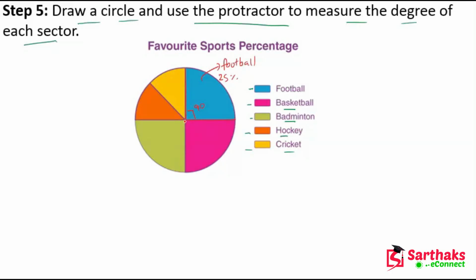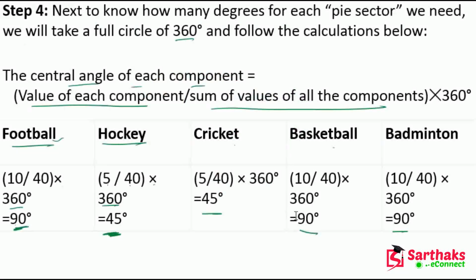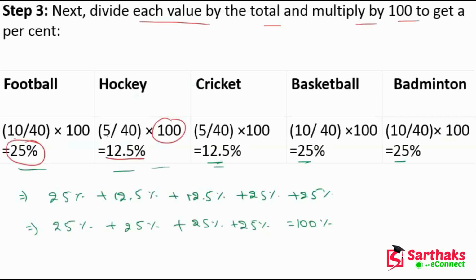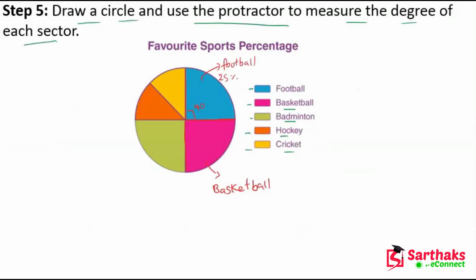Now if you talk about this sector, this sector represents basketball. And we know that in basketball, the angle is 90 degrees and the percent is 25%. So again we can write here that the angle is 90 degrees and the percent is 25%.